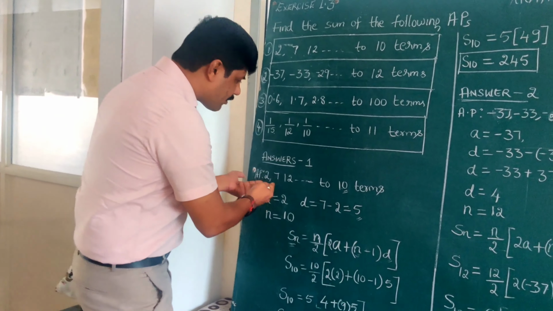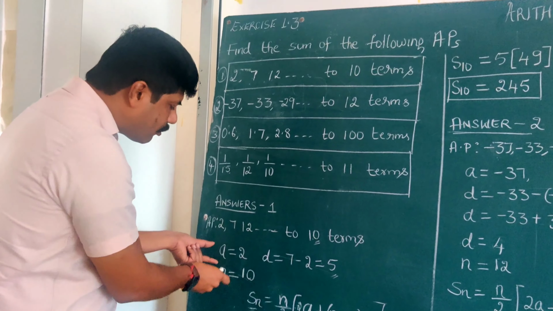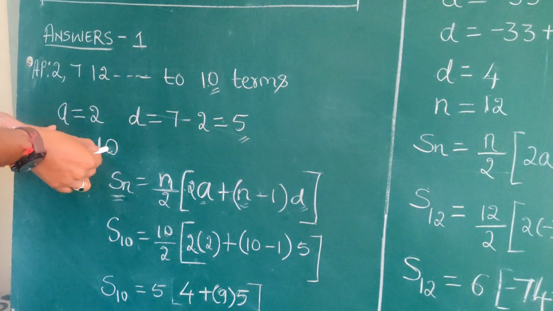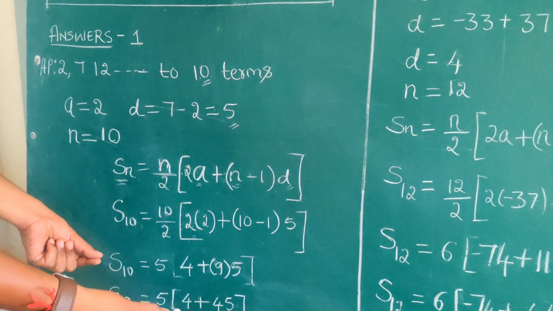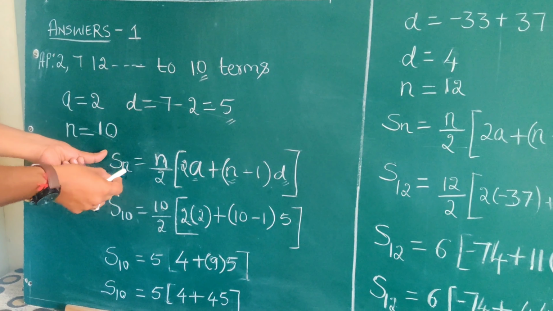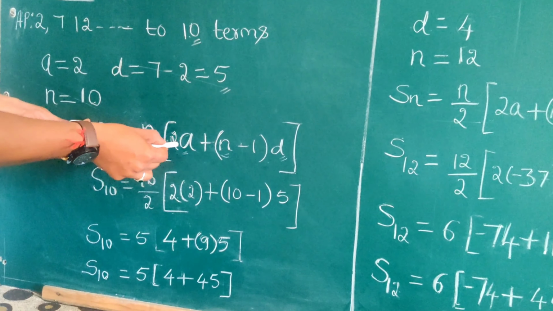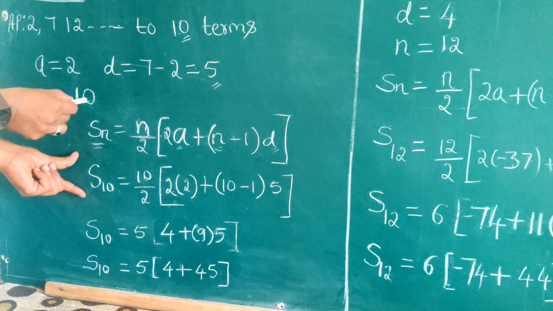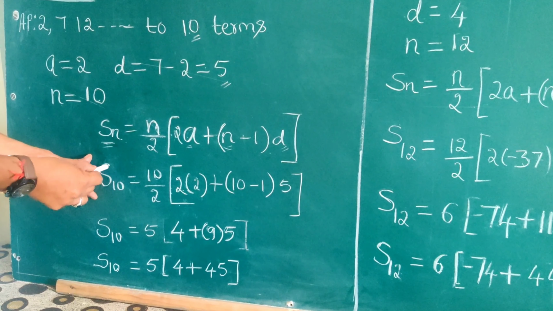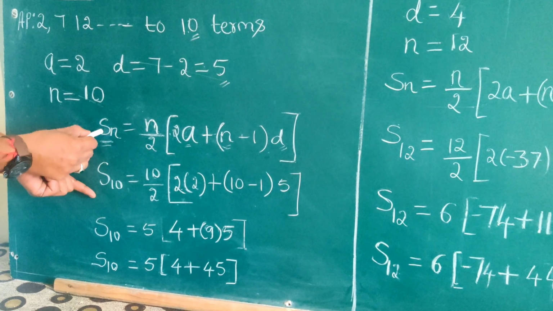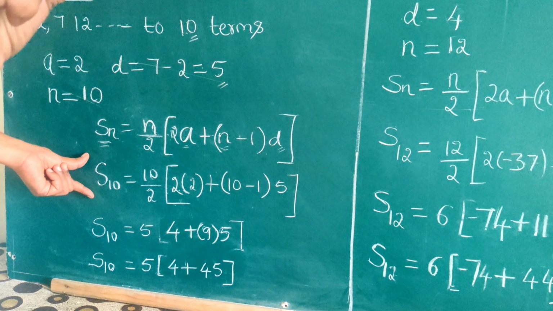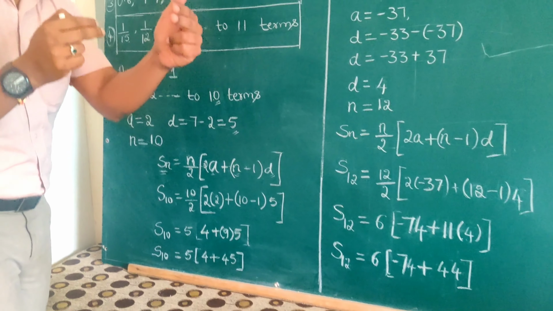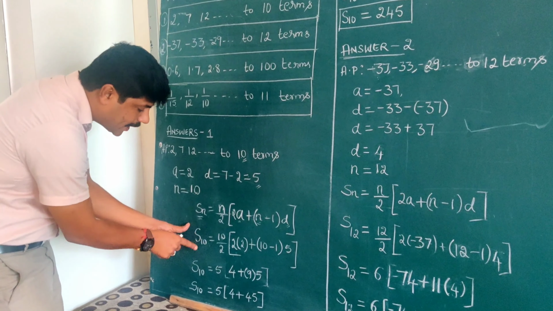Now see that from this problem we have got a is equal to 2, d is equal to 5 and n is equal to 10, and we are going for direct substitution using this formula. Sn is equal to n by 2 into 2a plus n minus 1 into d. Now what is the value of n? n is 10. So sum of 10 terms. Sn is sum of n terms. Since we know from this problem how many terms you need to add, 10 terms, therefore it becomes S10.